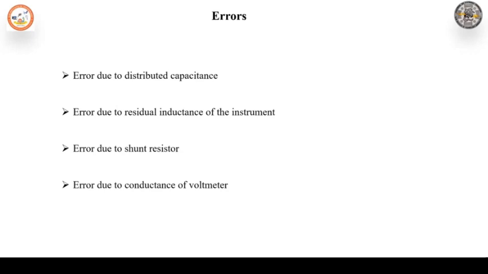The last one is error due to conductance of the voltmeter. The error may be introduced due to the shunting effect of conductance of the voltmeter connected across the resonating capacitor at higher frequencies. But this error is so small that it can be neglected.